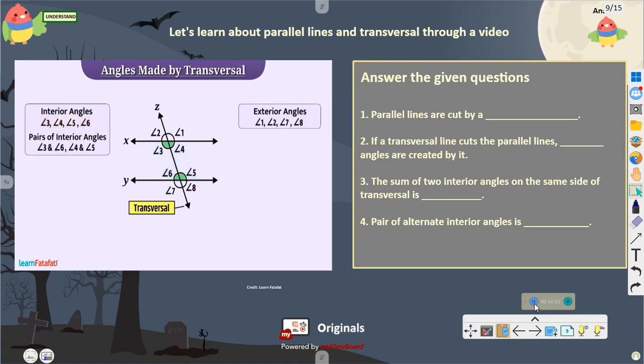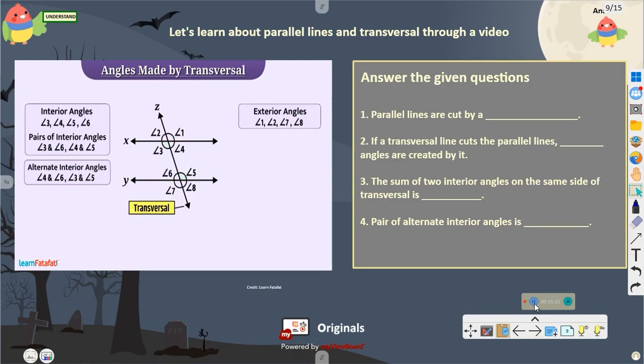We know that these are interior angles. In this, angle 4 and angle 6 have different vertices. Both are present on inner side of transversal and they are on opposite sides of transversal. Such type of angles are called alternate interior angles. Try to identify the other pair of alternate interior angle.